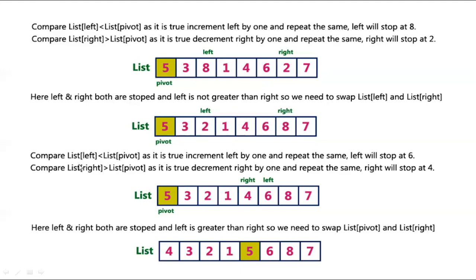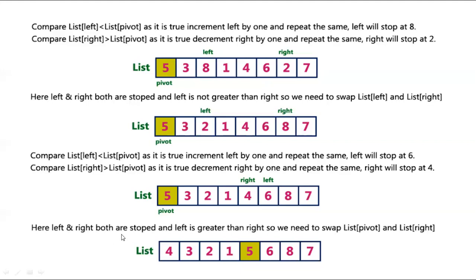Here compare list of left less than list of pivot. As it is true, increment left by 1 and repeat the same. Left will stop at 6. So compare list of right greater than list of pivot. No. If it is true, decrement right by 1 and repeat the same. So right will stop at 4. Clear? Then the next one.